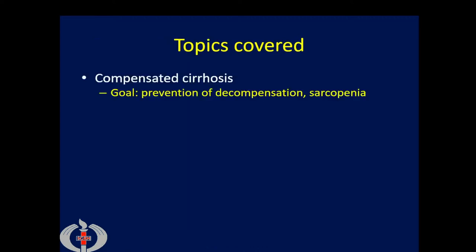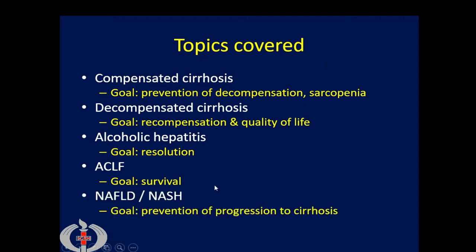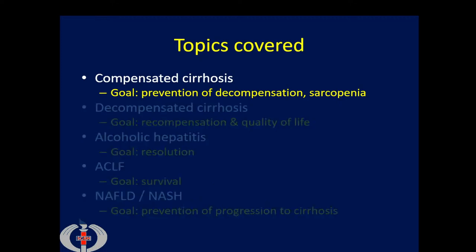I would be covering the following groups of patients. Those who have compensated cirrhosis, where the goal is prevention of decompensation and prevention of sarcopenia. Decompensated cirrhosis, where the goal is now recompensation and making them have a better quality of life. Alcoholic hepatitis patients, where the goal is resolution of alcoholic hepatitis and also recompensation. ACLF, where the goal is survival. And I would also briefly cover NAFLD and NASH patients, where the goal is prevention of progression to cirrhosis.